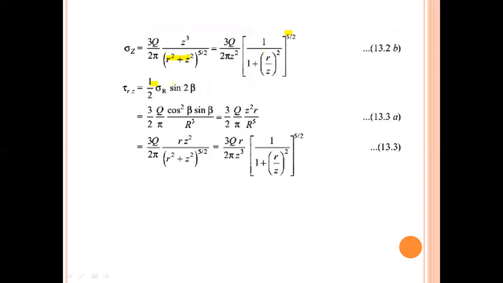Tau rz equals 1 by 2 into sigma r into sin 2 beta. The sin 2 beta formula is cos square beta into sin beta. We already know the sigma r value is 3 by 2 into Q by pi into cos square beta by sin beta by r cube, that is 3Q by 2 pi into r z square by r square plus z square whole power 5 by 2, that equals 3Q into r by 2 pi z cube into 1 by 1 plus r by z whole square, whole power 5 by 2.